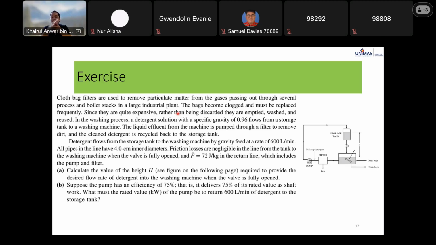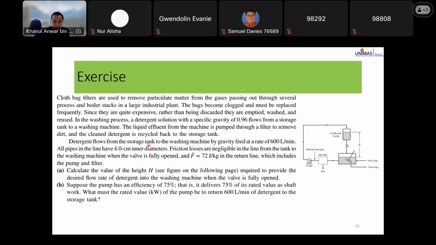So how to get the density? Because G is relative to density of water, then you need to multiply with density of water. From a storage tank to machine. Okay, this storage tank transfer to this is the machine. The liquid effluent from the machine is pumped through a filter to remove dirt. And clean detergent is recycled back to the storage tank. So once it's finished, water goes here, then filtered, then pumped back into the storage tank.